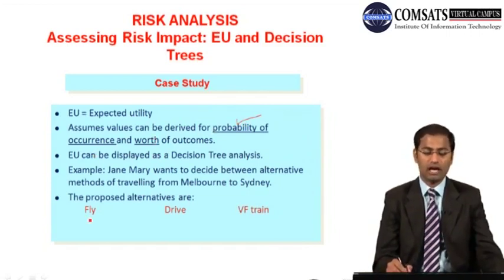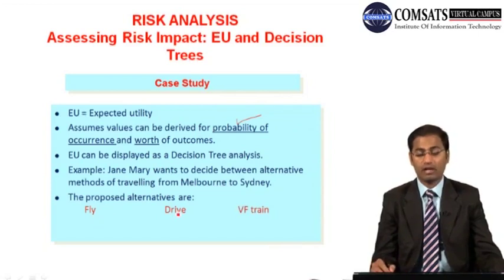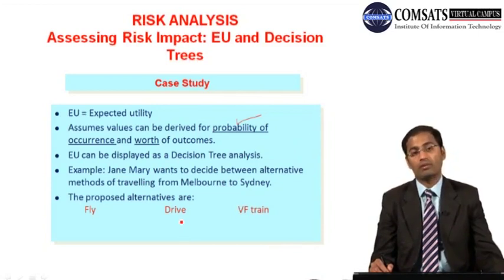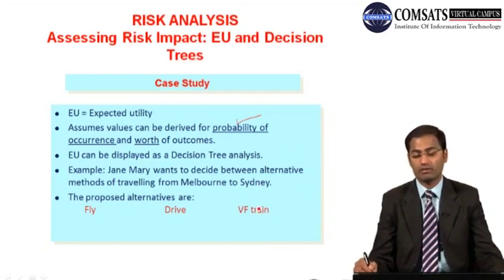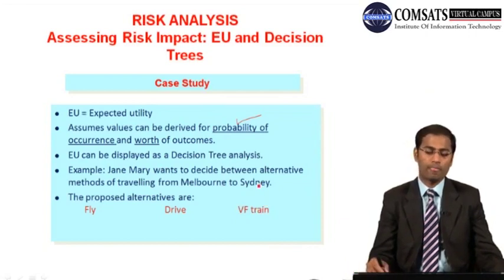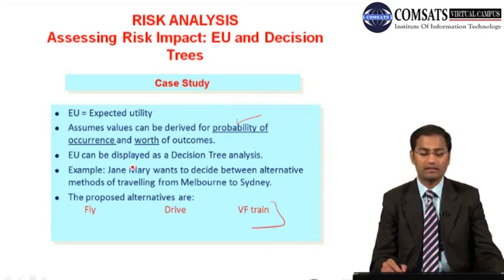If she reaches on time by flying, what would be the worth? And if she is delayed, what would be the worth? And if she reaches on time by driving, what would be the worth? And if she is delayed by driving? And what would be the worth if she reaches on time using the train, and what would be the worth if she reaches late using the train? So we want to have all these figures with us. Expected utility can be displayed as a decision tree analysis.